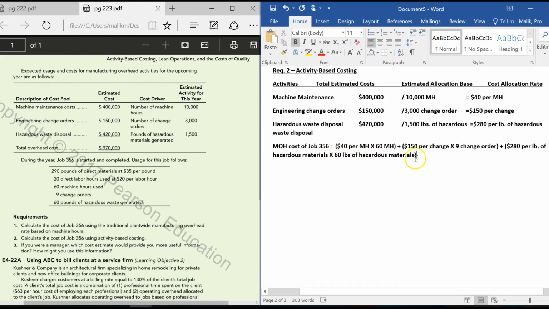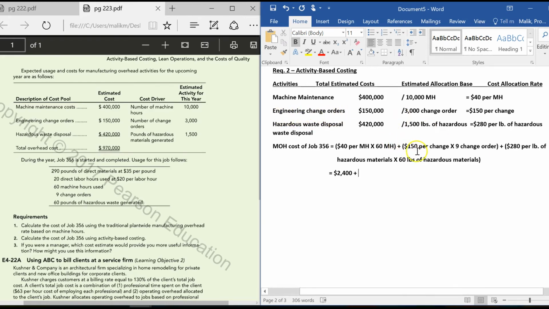These are the 3 activities, and we used all those specific rates, and then we multiplied by their actual allocation base. So if I calculate all those numbers for the first part, we have $40 times 60, which will give you $2,400. So our machine maintenance cost is $2,400.